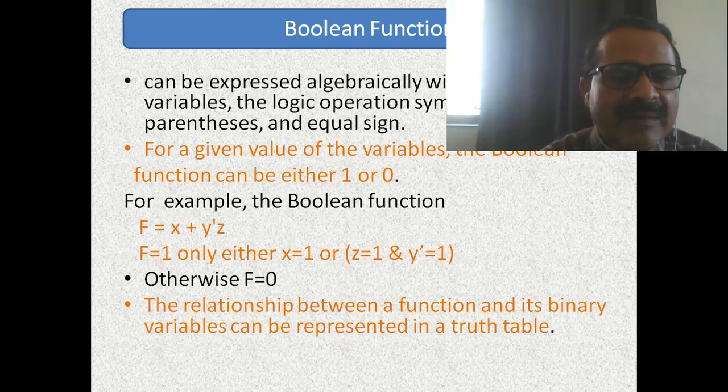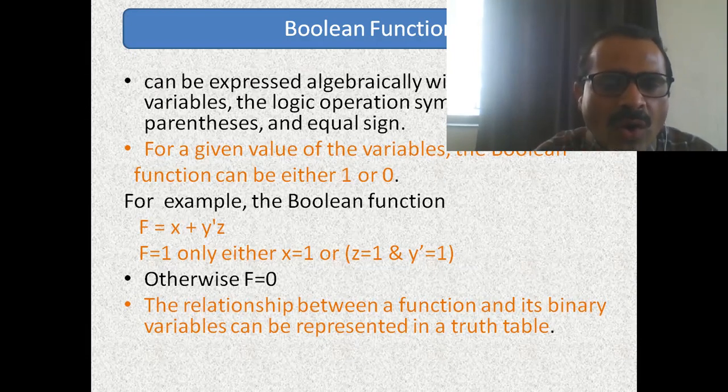Now consider an example of a Boolean function. Suppose capital F is equal to x plus y complement z. This function has value F equal to 1 only if either x is equal to 1, or z is equal to 1 and y complement is equal to 1, that is, y is equal to 0. Otherwise, in all cases, the function F is equal to 0.